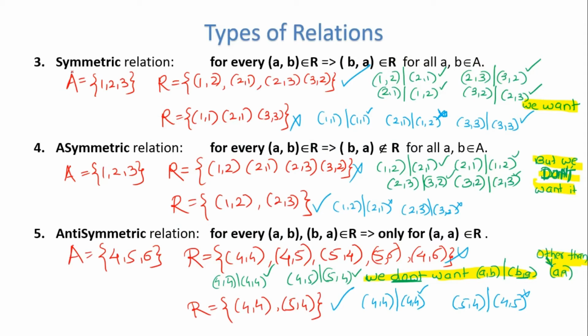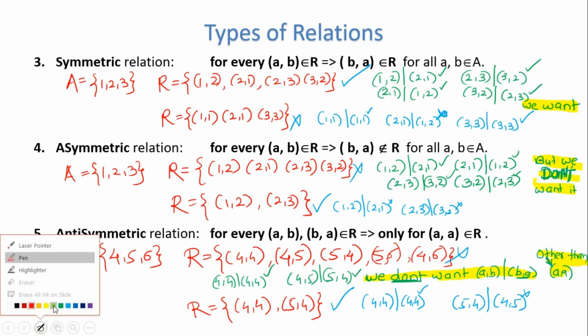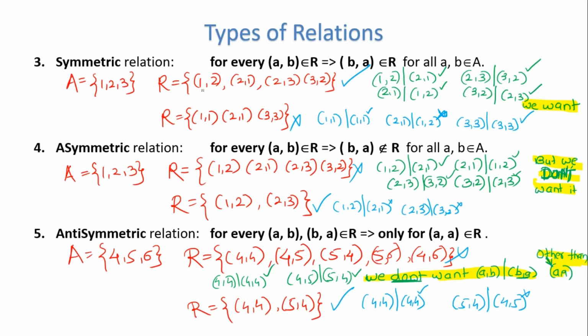Let's take one example. For symmetric relation, my set is {1, 2, 3} and the relation is (1,2), (2,1), (2,3) and (3,2). To check whether our relation is symmetric, we take each ordered pair one by one. For making this relation symmetric, for each and every element inside my relation, its mirror image should be present in the relation itself. For (1,2), the mirror image is (2,1), which is present in my relation. For (2,1), the mirror image is (1,2), which is also present.